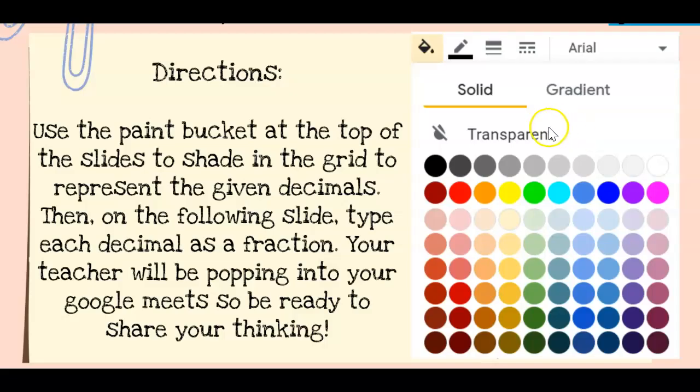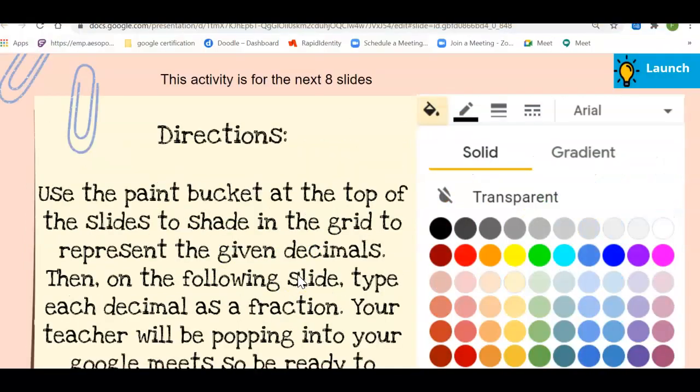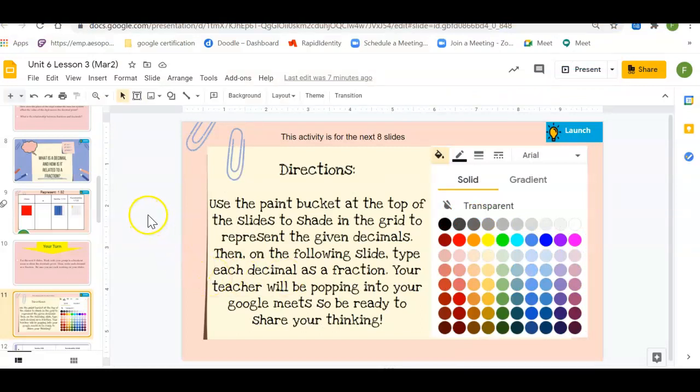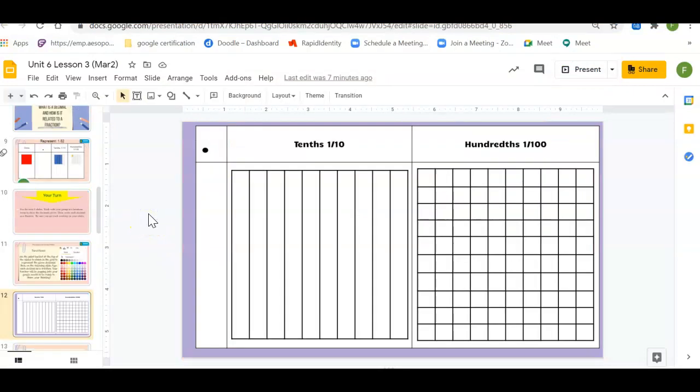And here are the instructions. So this activity right here, these are instructions for the next few slides. You're going to use the paint bucket at the top of the slides to shade in the grid to represent the given decimals. Then on the following slide, type each decimal as a fraction. Okay? And I'm gonna make this a little bit smaller for you. We're gonna go on to our very next one. So those are the instructions.